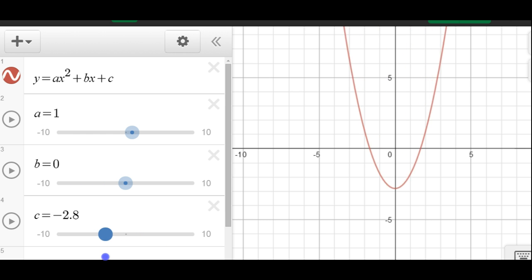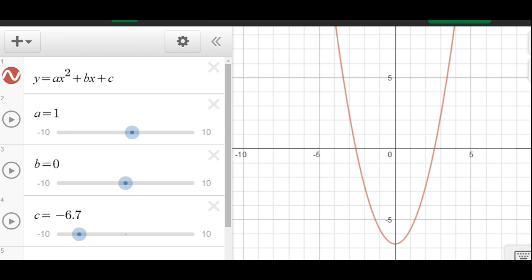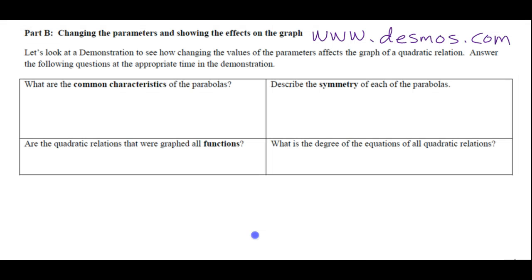Up. And now it's moving? Down. Shape changing at all? No. Okay, so what have we got? So all parabolas have that shape, right? Sort of the curvy shape.